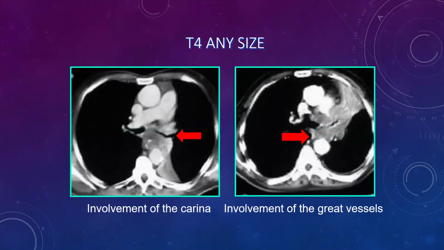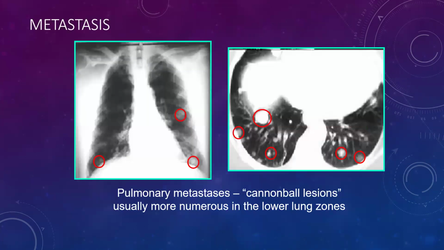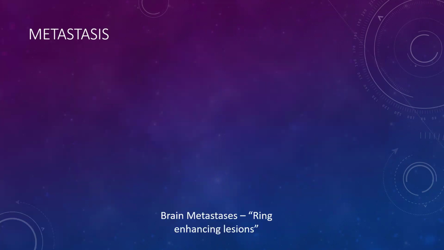T4 is a tumor of any size as long as you have involvement of the critical structures, inoperable structures, such as your carina and your great vessels. So those fall under T4. Okay, for metastasis, you have here your pulmonary metastasis. These are seen as cannonball lesions, very round densities, usually seen in the lower lung zones, whether by X-ray or by CT scan.